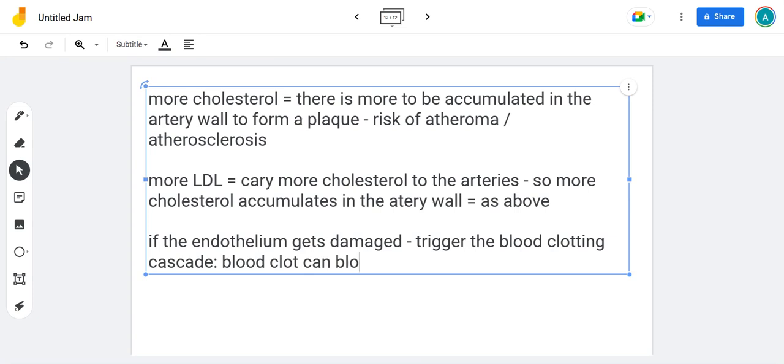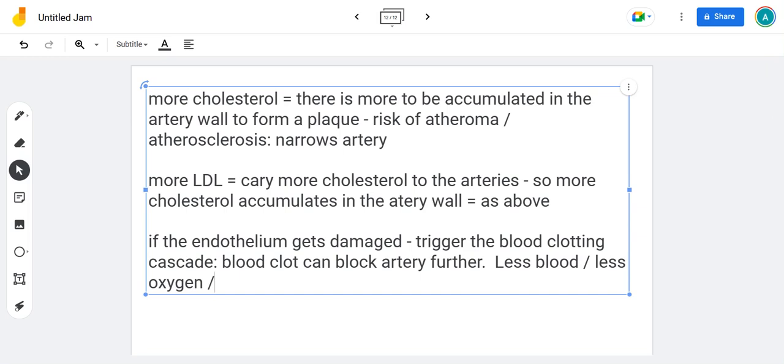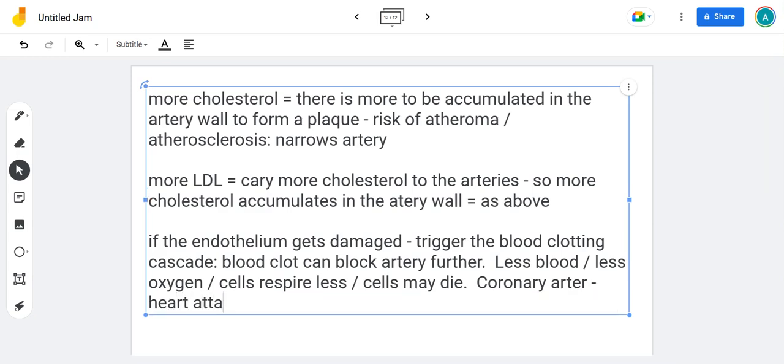and block the artery further. It's already been narrowed from this one. That narrows the artery. Blocks the artery further, so less blood gets through, so less oxygen. So the cells respire less, and the cells may even die. And if that's your coronary artery, it's going to cause a heart attack. The fancy name for that is a myocardial infarction.